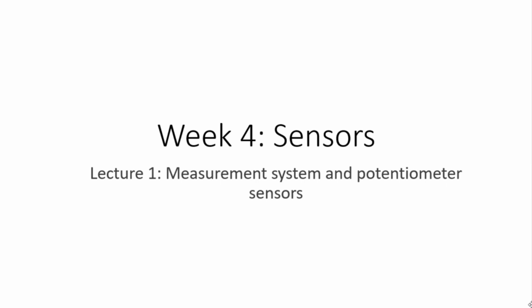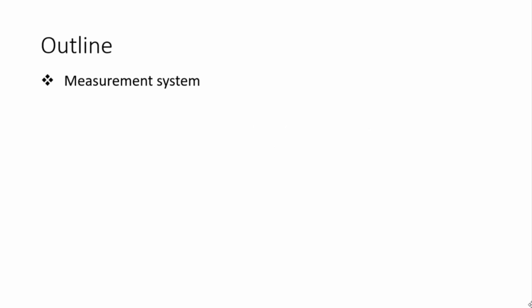This is lecture 1 of week 4, and in this lecture, we will be studying the meaning of measurement system and the potentiometer sensors. The outline of this lecture is as follows. At the start of the lecture, we will study the meaning of measurement system, its elements. Then we will learn the definition of sensors and transducers.